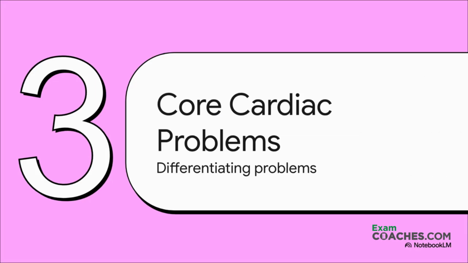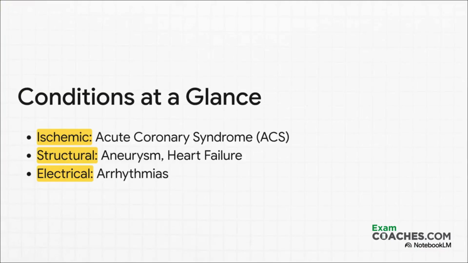Okay, so let's see how this actually works in practice. We're going to start by breaking down 3 of the core problem categories that you'll see most often. Think of it this way. An ischemic problem, like acute coronary syndrome, means the heart's plumbing is blocked. A structural problem, like an aneurysm or heart failure, means the physical pump itself is broken or damaged. And an electrical problem, like an arrhythmia, means the heart's internal wiring is going haywire. See? 3 totally different root causes.